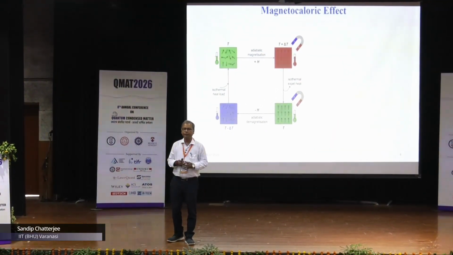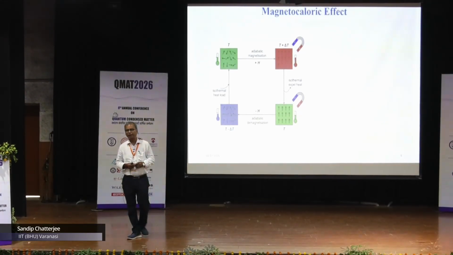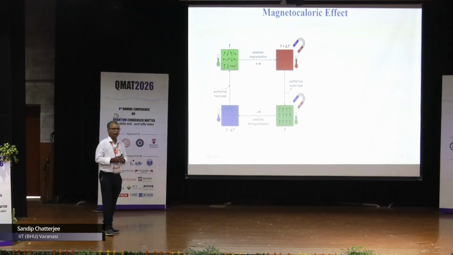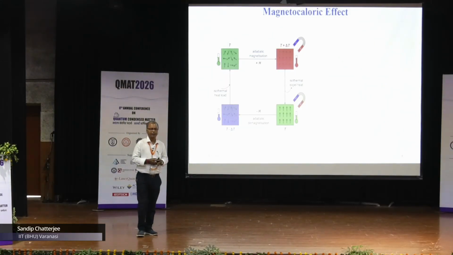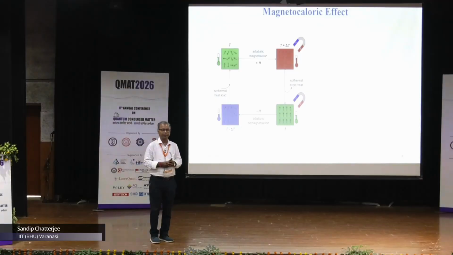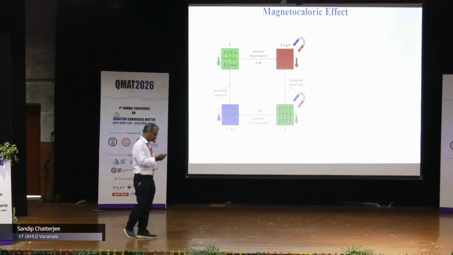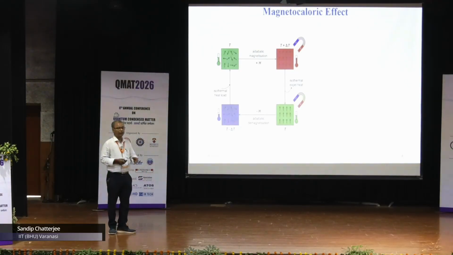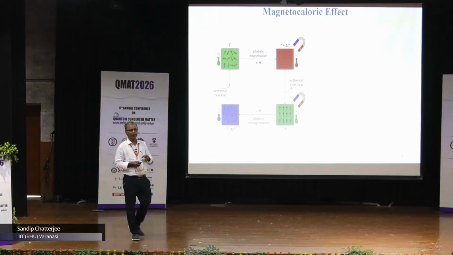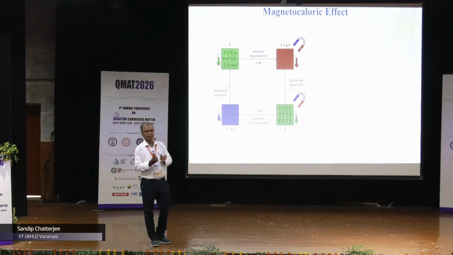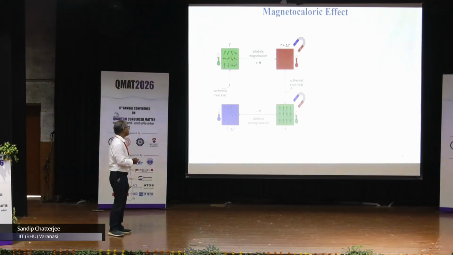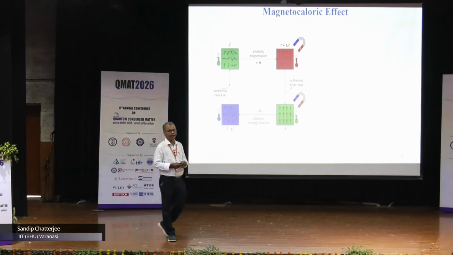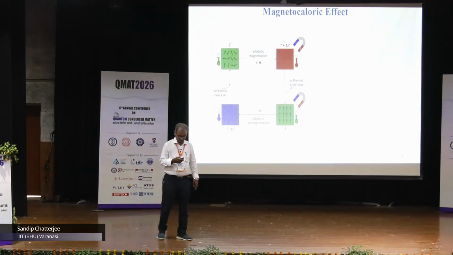In the magnetocaloric effect, when a magnetic field is applied to a magnetic material, because of the orderly orientation of the spins, heat is released by the material, so the temperature increases. Again, when the magnetic field is removed, because of the disorder of the spins, heat is absorbed and the temperature decreases. So this is an environmentally friendly magnetic refrigeration technique.